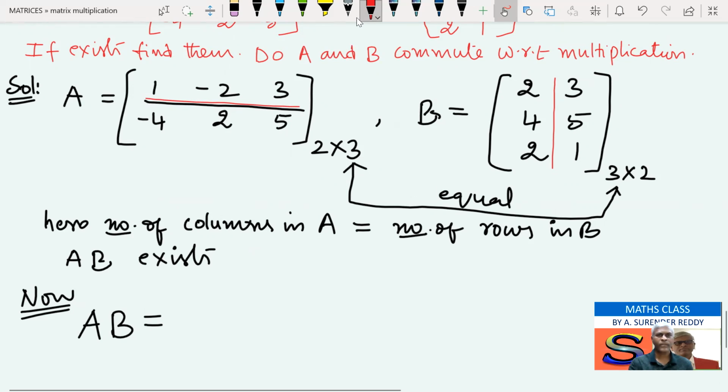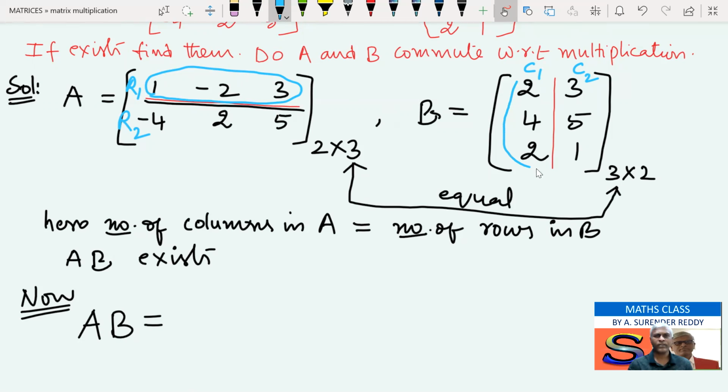So here this is the first row R1, this is R2. 2 rows are there. So in the second matrix 2 columns. This is the first column, this is the second column. Taking the row in the first matrix, and this is the first column in the second matrix. This is the first row in the first matrix. So now how do you multiply rows with columns?